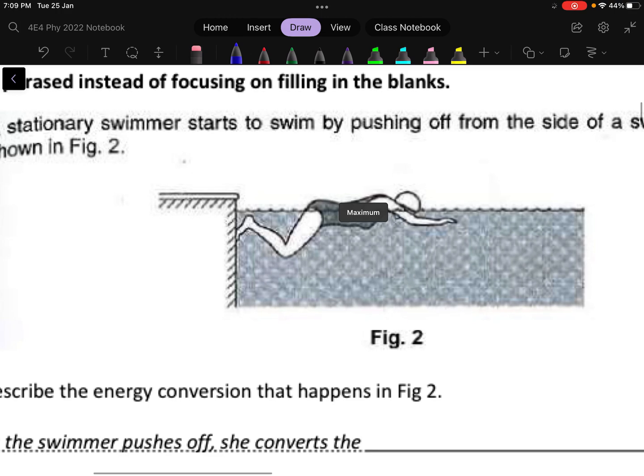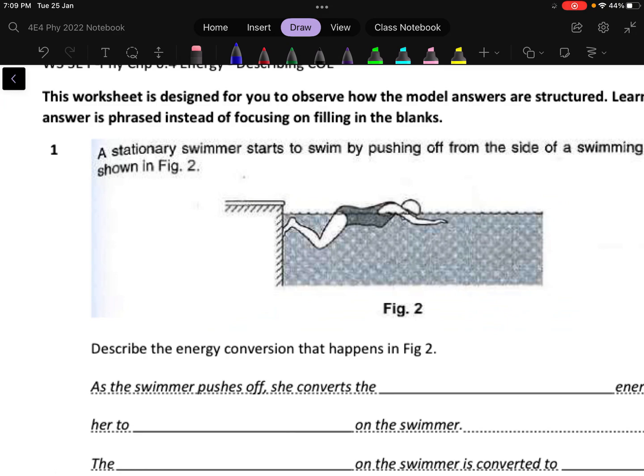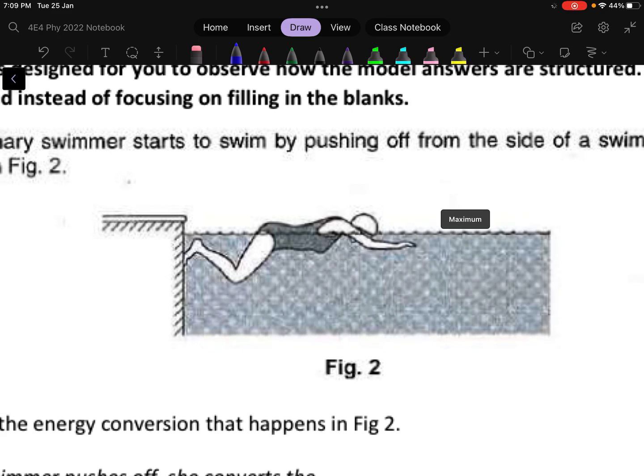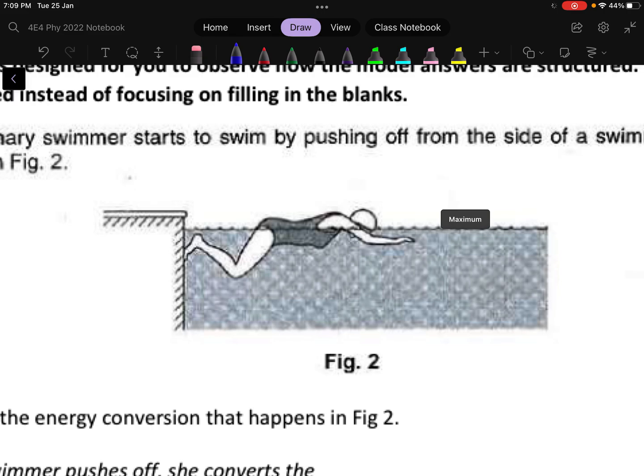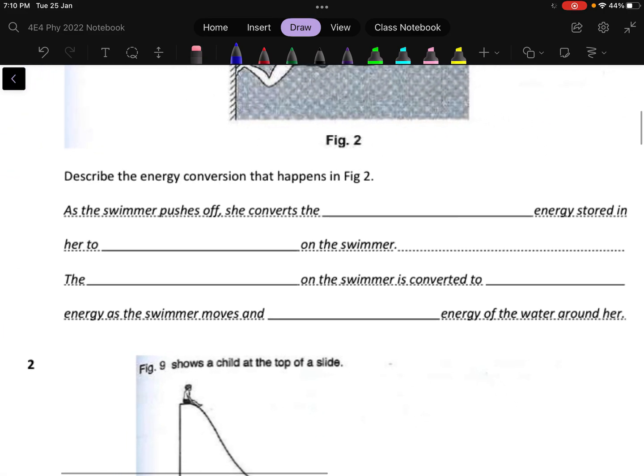And then after that, the work done on herself will turn into kinetic energy, which will then enable her to move. And don't forget, as she is moving, she will also spend some energy to push the water, meaning that she will also transfer some energy to the water. So how do you describe the energy conservation that happens in figure 2?